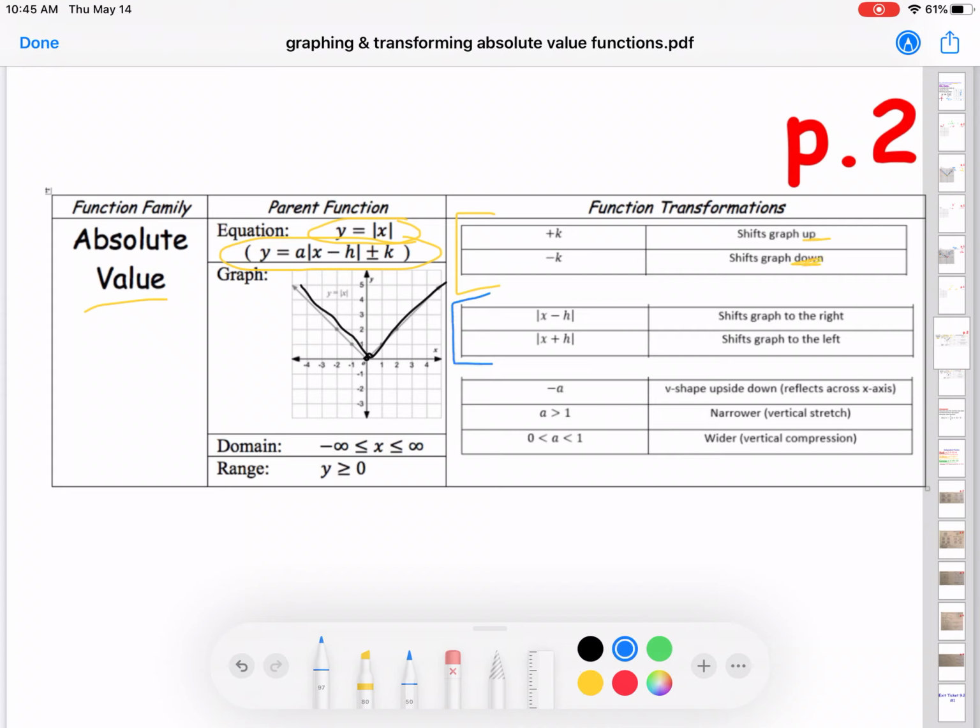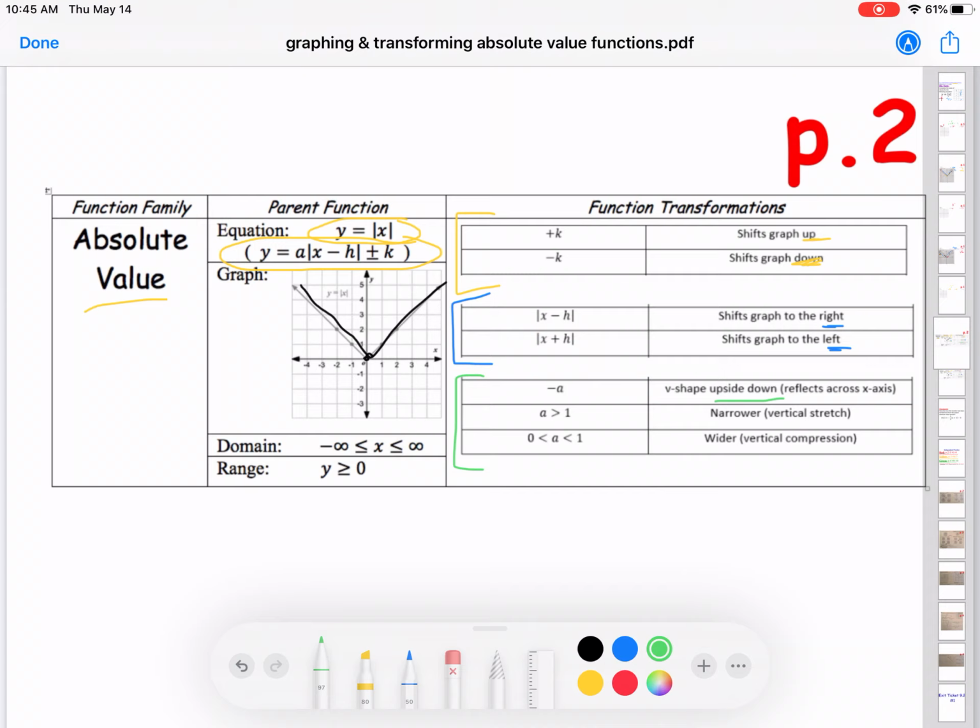Our h of x here inside of those absolute value bars, if it's negative, shifts the graph to the right, positive shifts the graph to the left. And finally, our a value down here can do one of three things. If it's negative, our graph becomes upside down, or it's reflected across the x-axis.